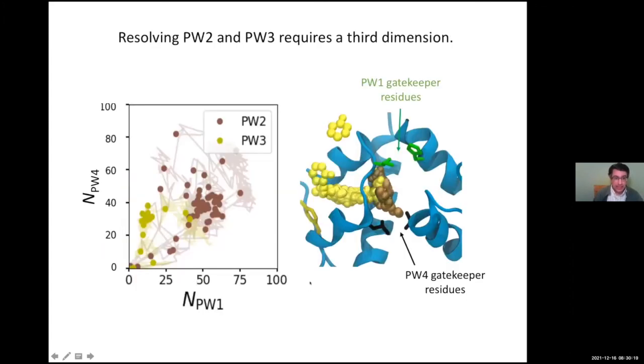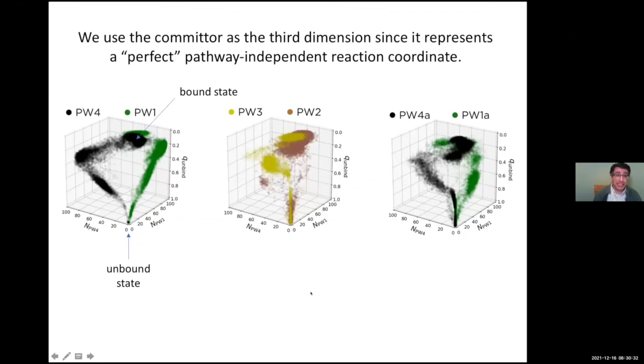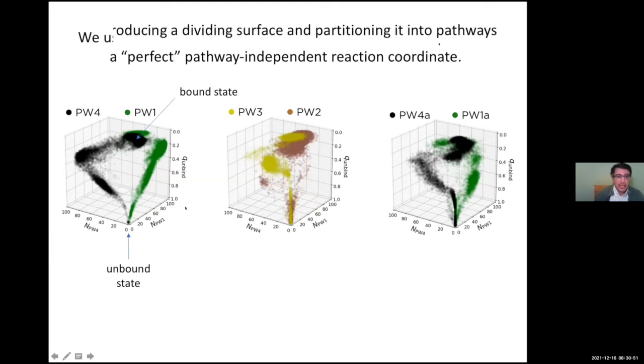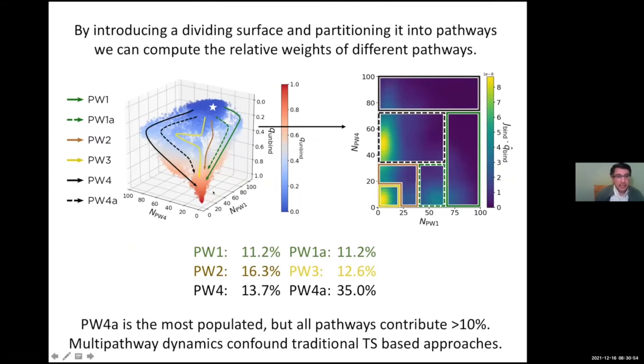We'd like to look at pathways 2 and 3. In this space, those 2 pathways overlap. And so what we want to do is split the data into a third dimension. And the third dimension that we use is actually the committer, right? We can calculate it for all of the structures in our database, and it should be a perfect reaction coordinate, and so we might as well use it. And you can see it does a pretty good job of splitting pathways 2 and 3, the yellow and brown here.